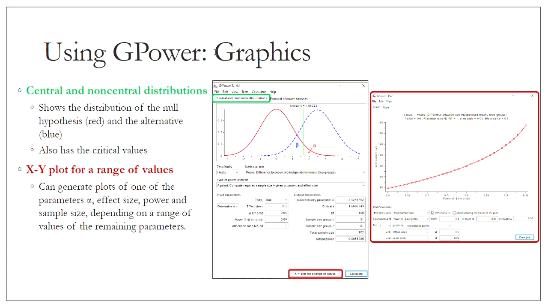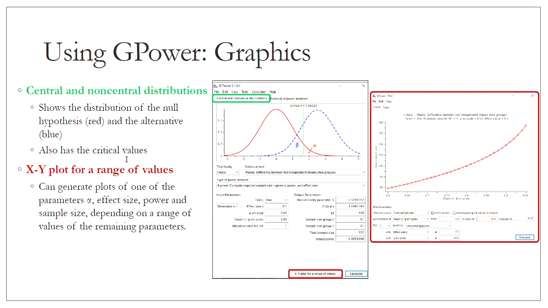A little bit about the GPower graphics. We're really not going to go into these in a lot of detail. I just wanted you to understand it a little bit. So central and non-central distributions. That's this first graph, which you can see has your two bell curves and the two overlapping groups. That shows the distribution of the null hypothesis, which is red, right? And that's saying that there's nothing going on, no relationship, no difference. And then the alternative, which is our blue, is that something's happening, there is a relationship, there is a difference.